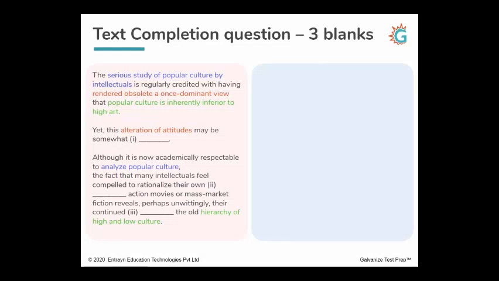All right. Now let's look at this again. This sentence, this whole sentence. Okay. The serious study of popular culture by intellectuals. So this is a huge noun clause. I don't want to name these things like that. So this is a huge doer, whoever does the action. Okay. Now, serious study of popular culture by intellectuals. Why make it so complex? Let's just mark it as study. Let's keep it as study. Okay. This blue thing is going to be study for us. Okay. Study is regularly credited with having rendered obsolete a once dominant view.